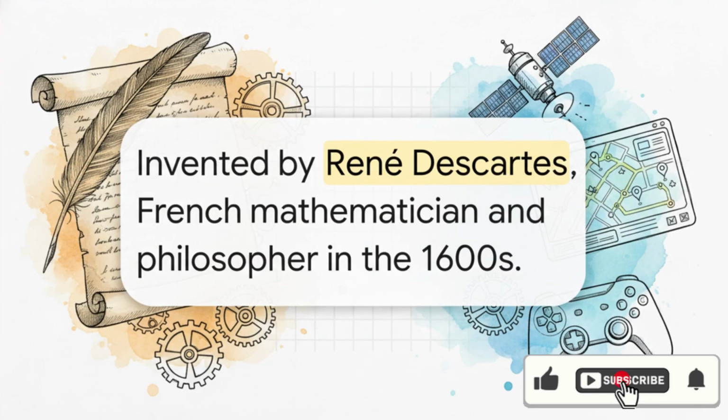Now, what's really truly fascinating here is the history behind the name. It's called the Cartesian plane because it was invented by René Descartes, a brilliant French mathematician and philosopher way back in the 1600s. Just think about that for a second. A philosopher from the 17th century basically invented the structural foundation for modern video game graphics, GPS, and digital mapping. That is just wild to me.